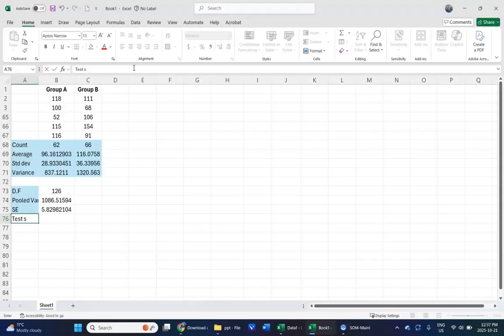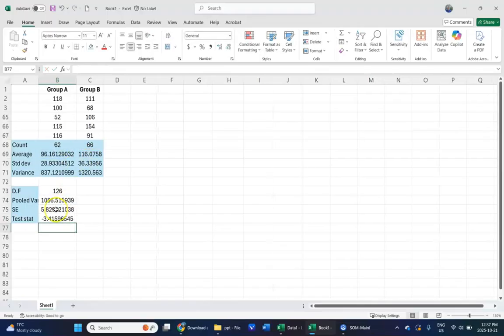And now we can finally calculate our test statistic, which is going to be the difference between the averages, in brackets, divided by that standard error. So there's our test statistic. Doesn't matter if it's negative. It's only negative because we went the lower average minus the larger average. We could have reversed that as well.